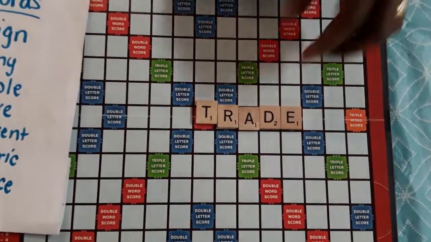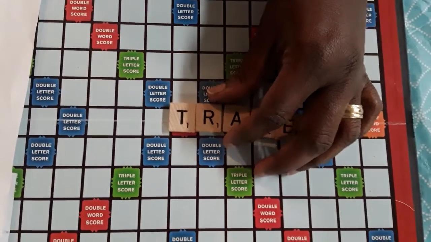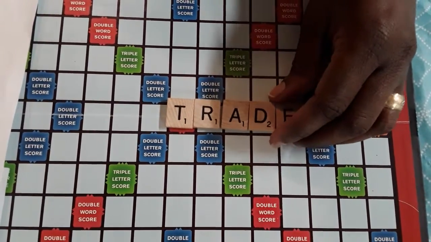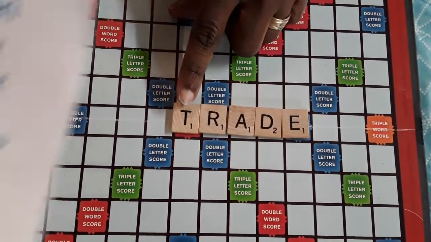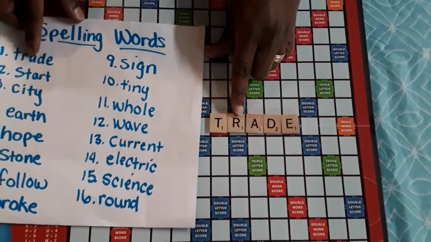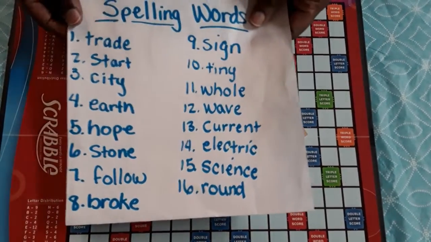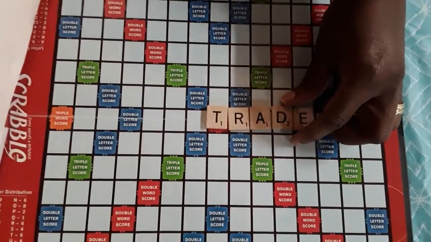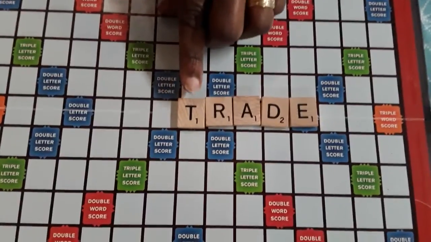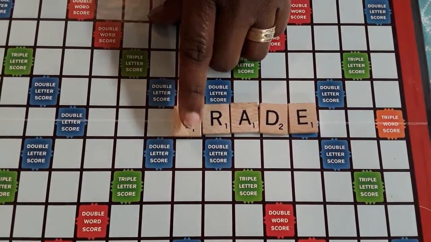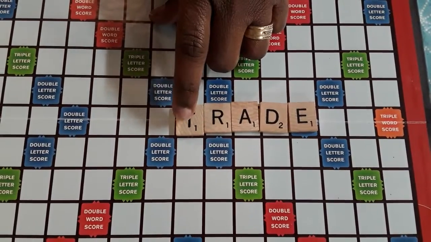S-T-A-R-T. They're going to go back to the board and use one of the letters in the word trade to build upon the word start. They could use a T, an A, or a D, and you can find those in the word start. It's up to the child's discretion which letters they want to use. In this example, we're going to use this T right here because in the word start, there are two T's. The T that we're going to use is our bottom T, the last T in the word start.